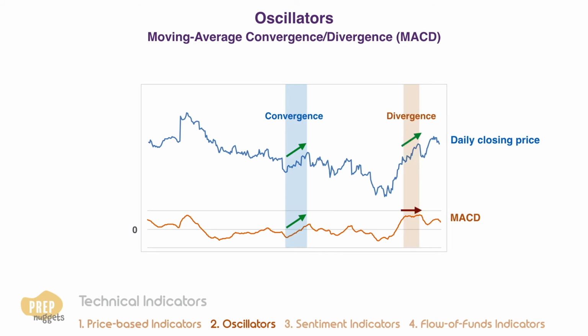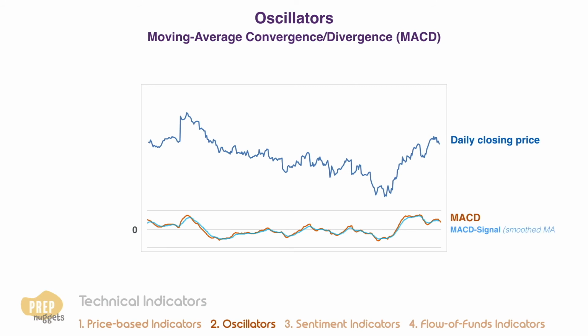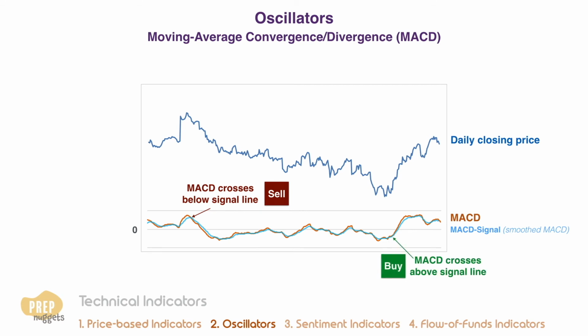Some analysts will add on the MACD signal line. This line is the exponentially smoothed average of the MACD, generally 9 days. If the MACD crosses below the signal line, it's a sell signal, and if the MACD crosses above the signal line, it's a buy signal.